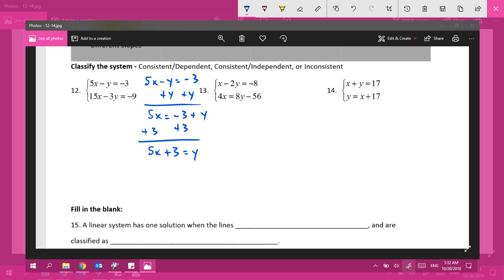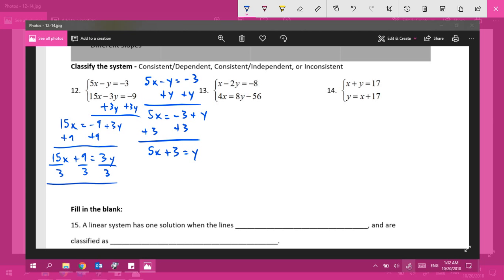Now we need to get the other equation into y equals mx plus b form. So, other equation over here, let's just add 3y to both sides, plus 3y. That gives me 15x equals negative 9 plus 3y. Then we just have to add 9 to both sides, plus 9 plus 9. That's 15x plus 9 equals 3y. Y is still not by itself. We need to divide everything by 3. Boom, boom. And after I divide everything by 3, 15x divided by 3 is 5x plus 9 divided by 3 is 3 equals y.